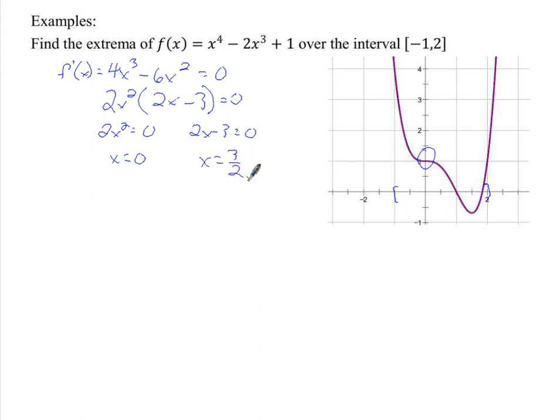Now take a look at the graph, and you can see that when x is 0, we do have a horizontal tangent there. When x is 3 halves, it does look like about 3 halves, we have that horizontal tangent there as well. So those are called what? Critical numbers. These are critical numbers. Critical numbers are where the graph has some sort of extrema.